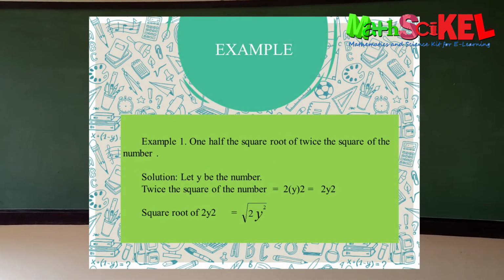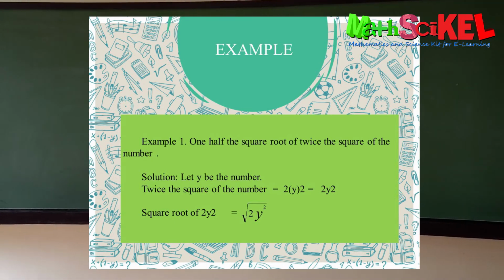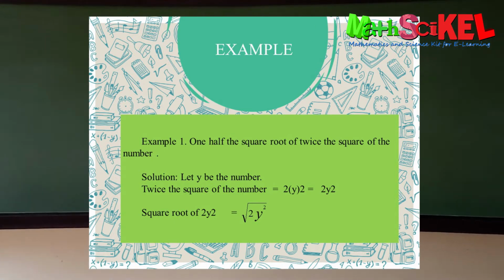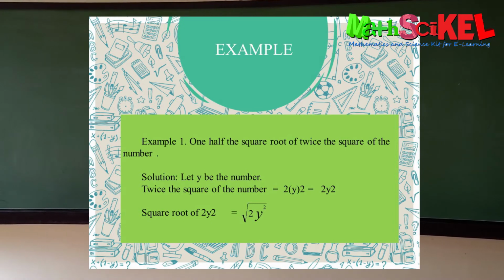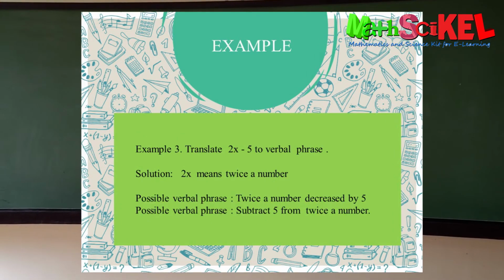Example number 2. One half the square root of twice the square of the number. Solution. Let y be the number. Twice the square of the number is written as 2 times y squared, equal to 2y squared. The square root of 2y squared is written as the radical of 2y squared.